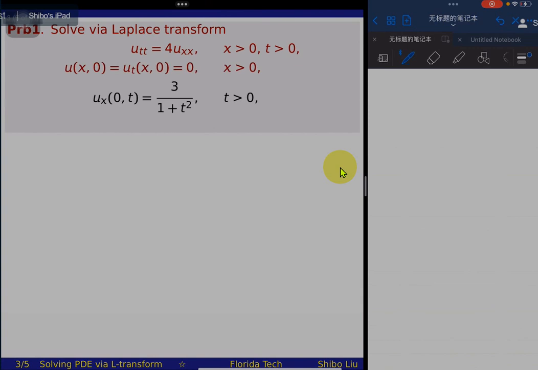Okay, then this is the boundary condition at the endpoint x equal to 0. This is a Neumann type boundary condition, and we also want to find the regions on the xt plane where u is 0. Okay, so how to solve this problem?